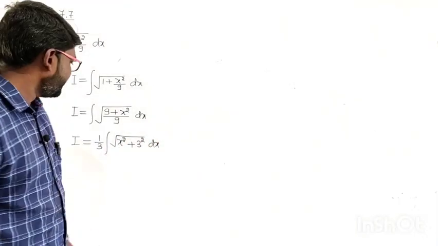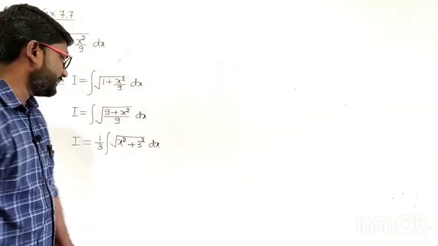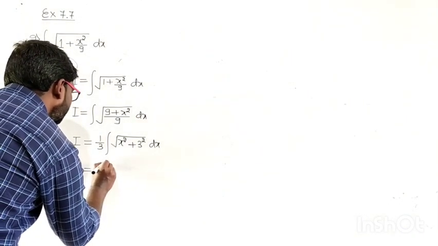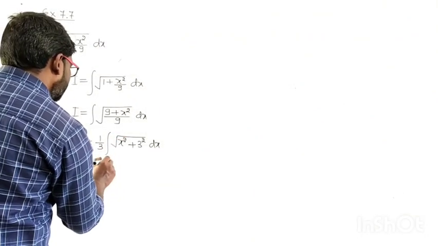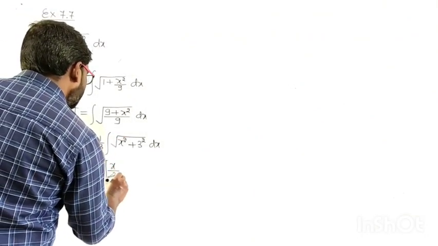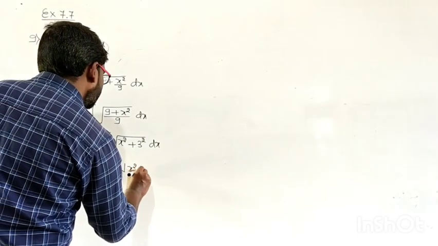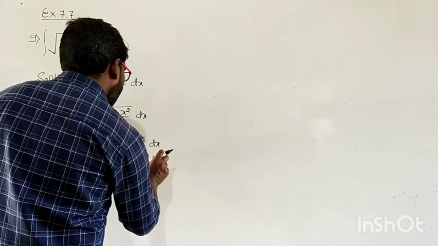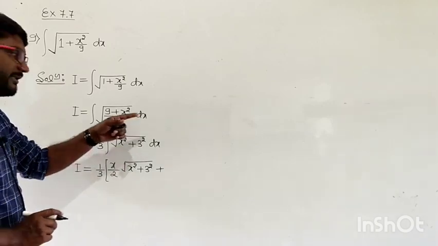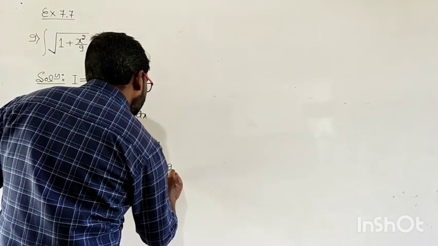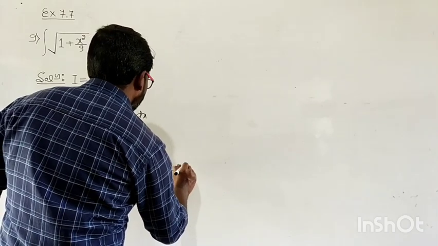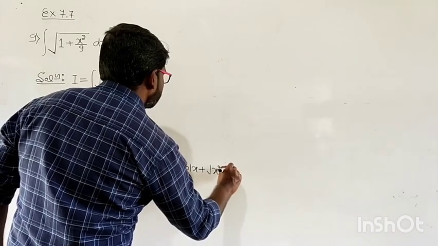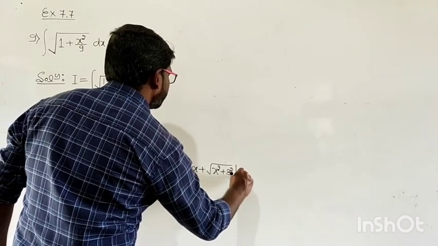Then this is in the form of the integration of under root x square plus a square. So I is equal to 1 by 3, outside you write it, then here x by 2 square root of x square plus 3 square, plus a square by 2. A value is 3, a square will be 9. So we get 9 by 2, then log mod of x plus square root of x square plus a square, that is 3 square, mod complete, plus c.